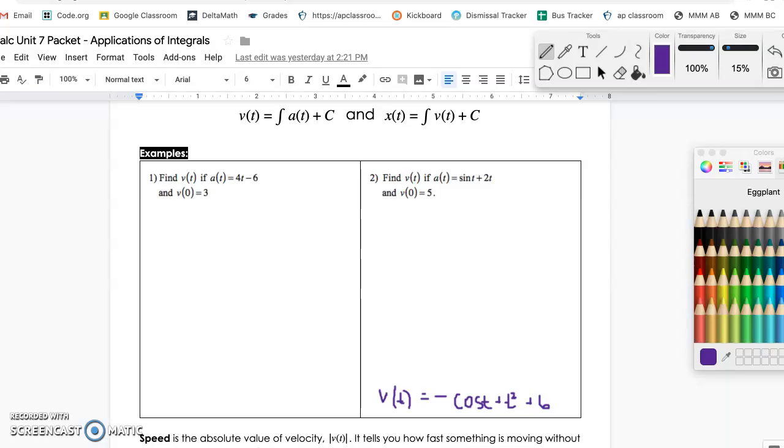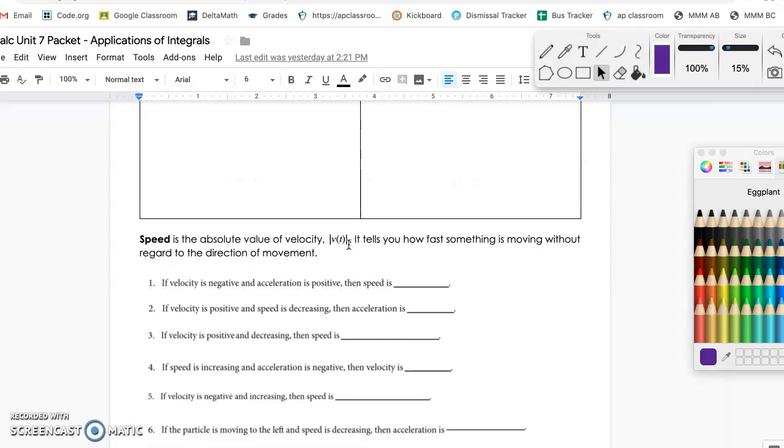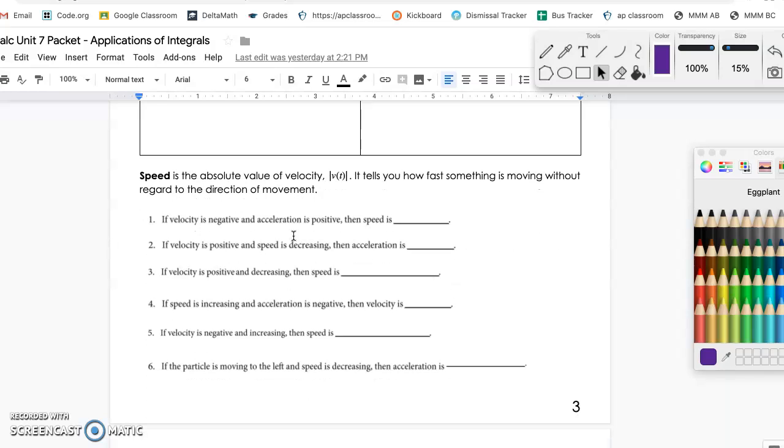All right, moving on. So speed is the absolute value of velocity. So it tells you how fast something's moving without regard to direction of the movement. So try these on your own. The answers will be on the next slide.